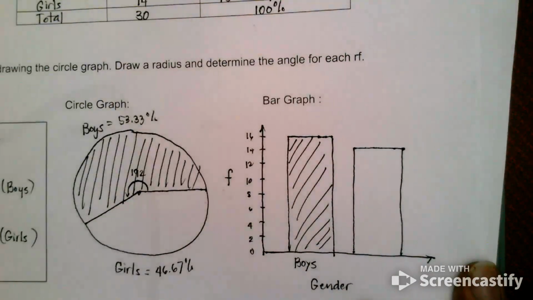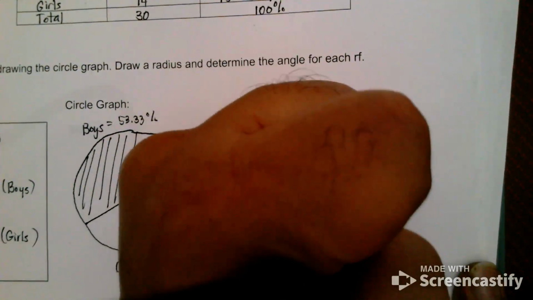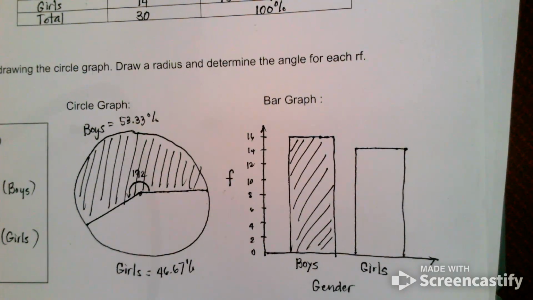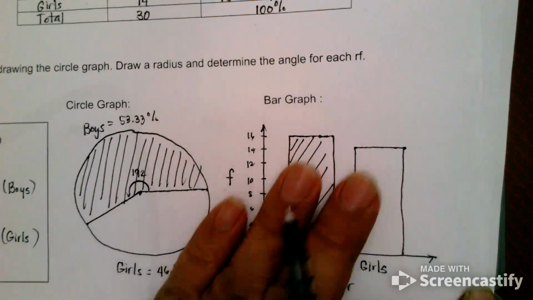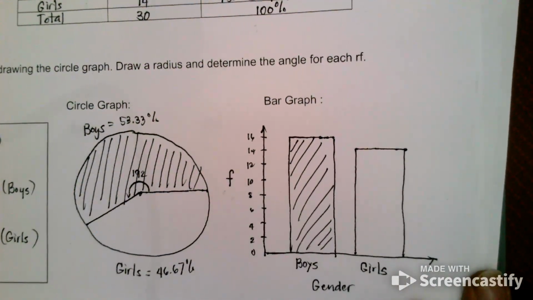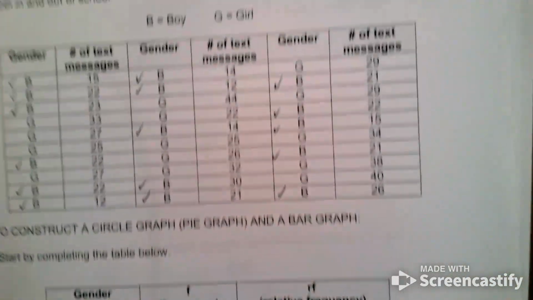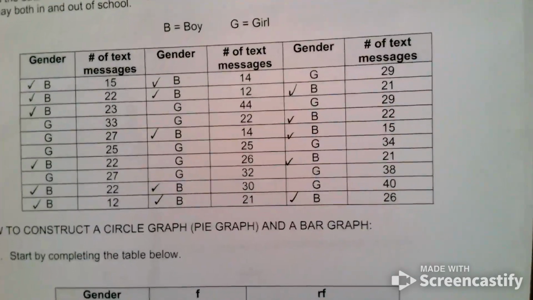This now, say for example, let's make it blank. So this now represents what? The girls. Can you guys follow? So this is how you make a bar graph and a what? Circle graph based from this data.